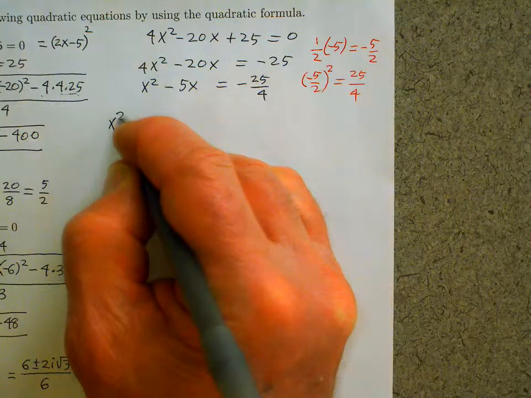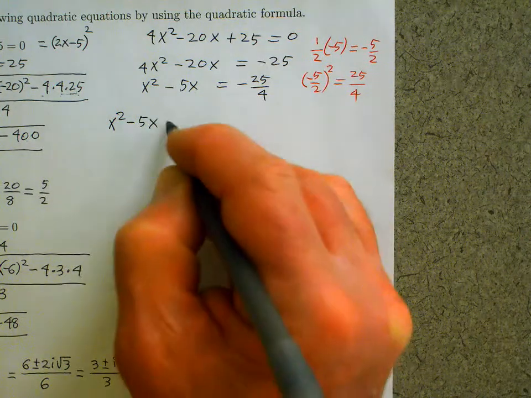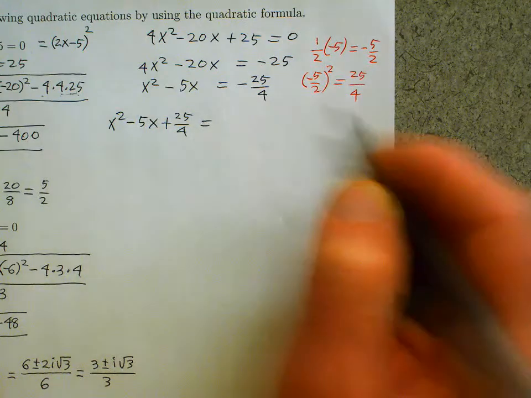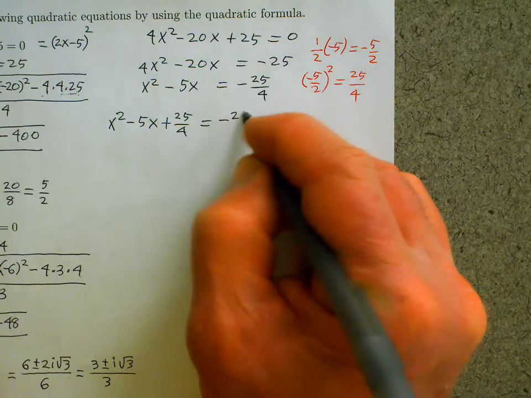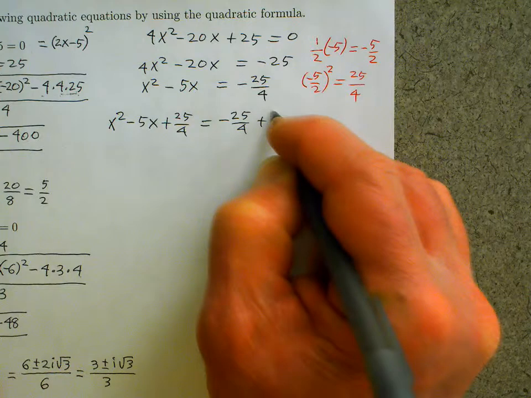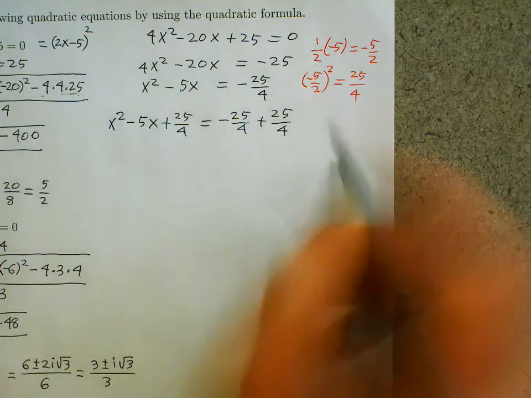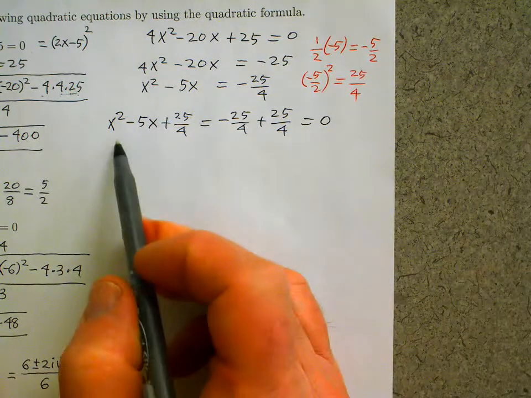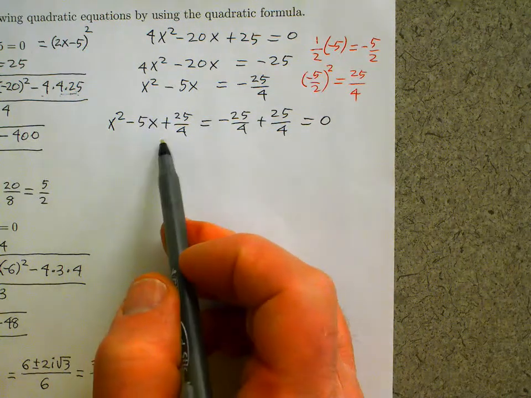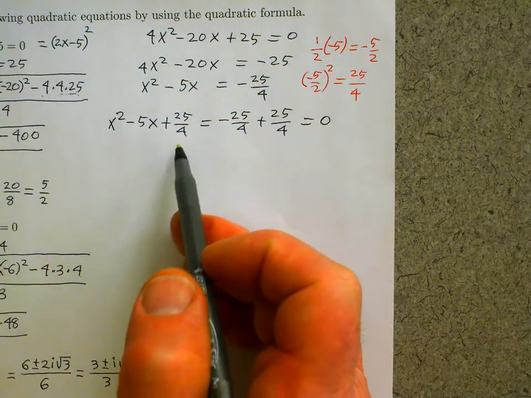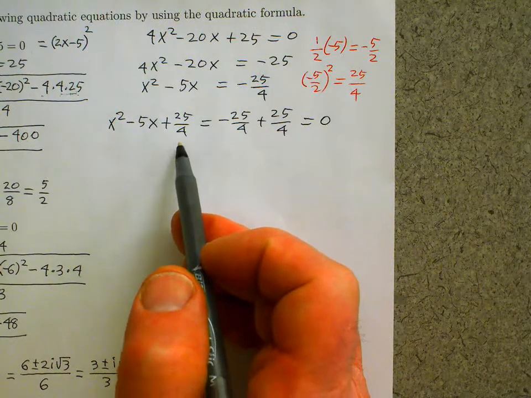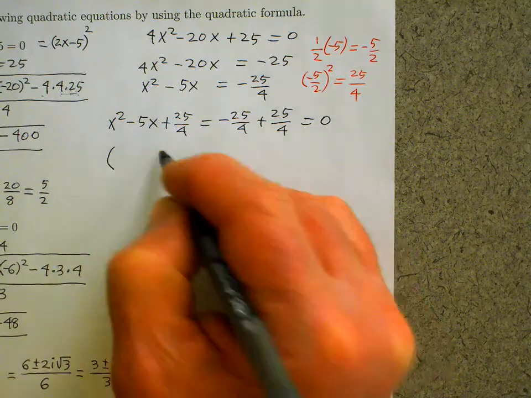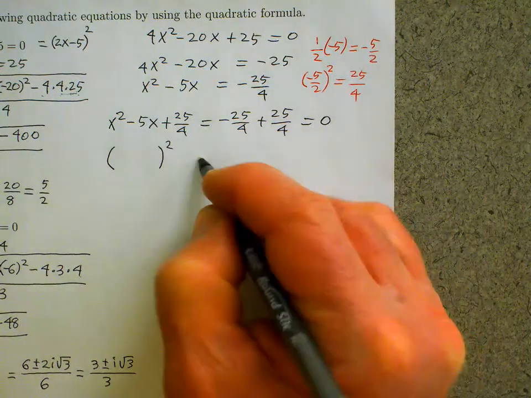And we get x squared minus 5x plus 25 fourths. On the right-hand side, negative 25 fourths plus 25 fourths, we get 0. And then x squared minus 5x plus 25 fourths is a perfect square trinomial. So it's equal to some binomial squared, and the right-hand side is 0.